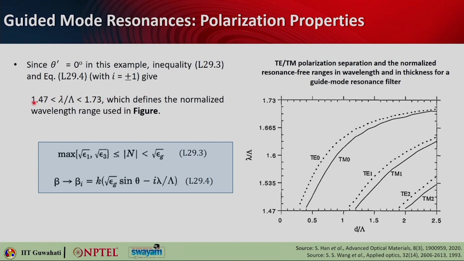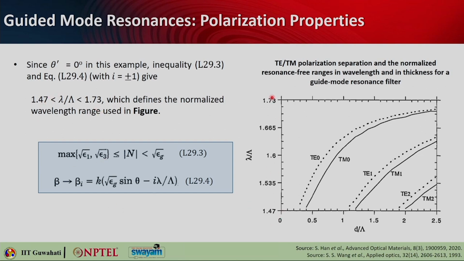So, this particular range, 1.47 to 1.73, is the range that you have plotted here. This has basically come from this one. So, this actually tells you that you have put I equals plus minus 1 in this equation, and you have obtained epsilon 1, epsilon 3, the values that you have shown there. Once you put that, you will get this particular range.